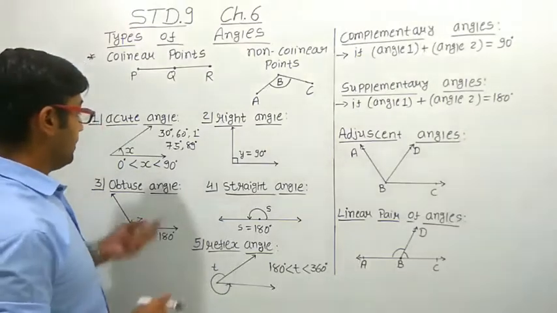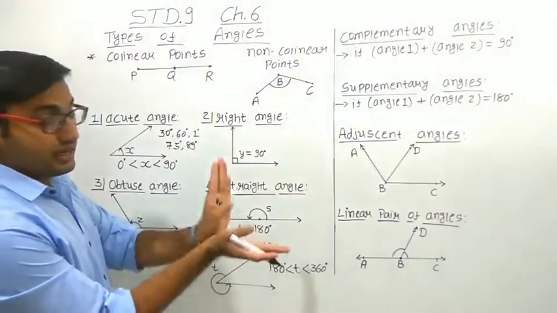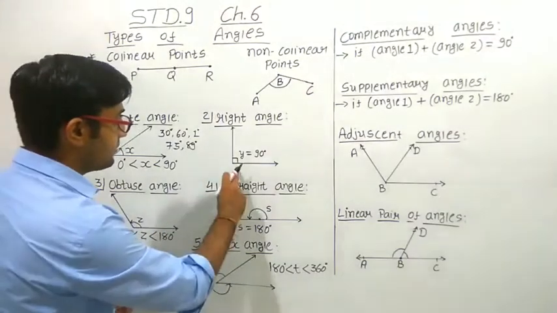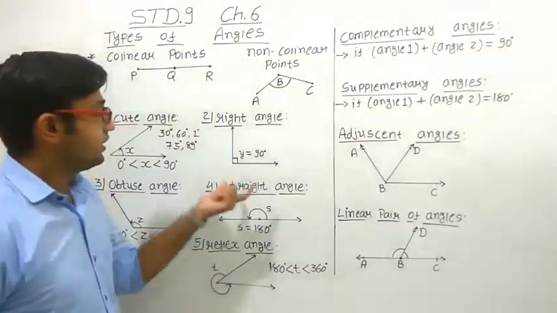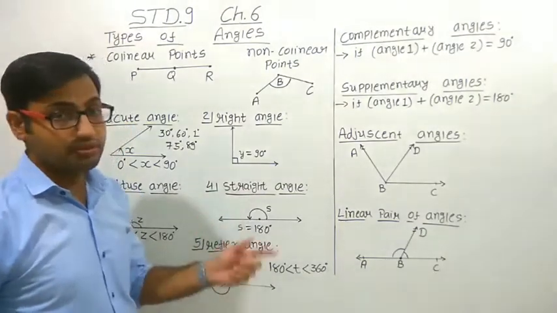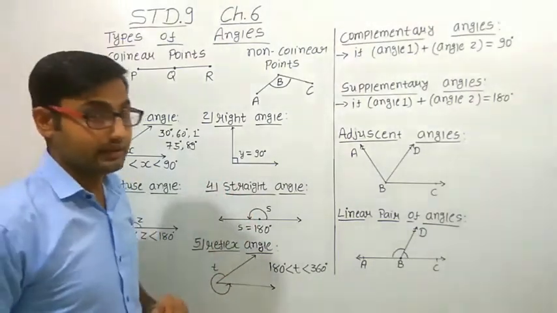Okay. So now the second type is the right angle. What will happen if the angle is exactly 90 degree? Suppose this angle is y, then y equals 90 degree, and that is called a right angle. The angle value must be exactly 90 degree.